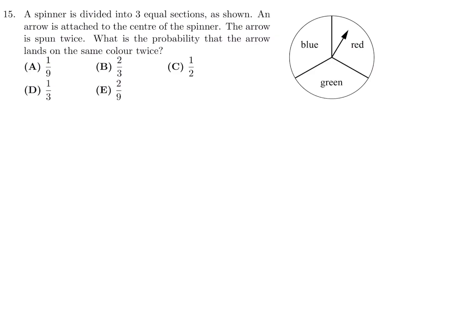A spinner is divided into 3 equal sections as shown. An arrow is attached to the center of the spinner. The arrow is spun twice. What is the probability that the arrow lands on the same color twice? Well, let's see. There aren't that many, so we can write out all the possibilities.